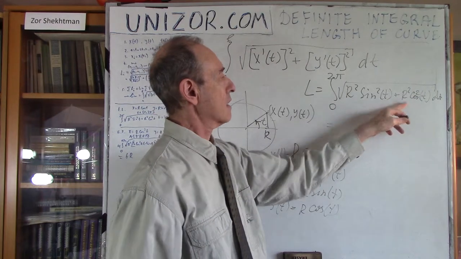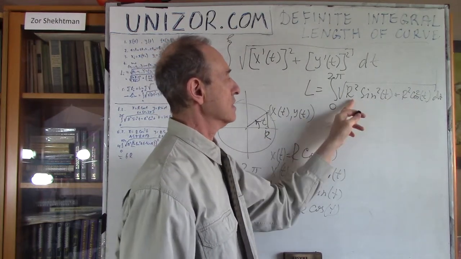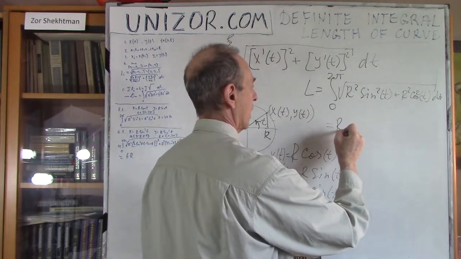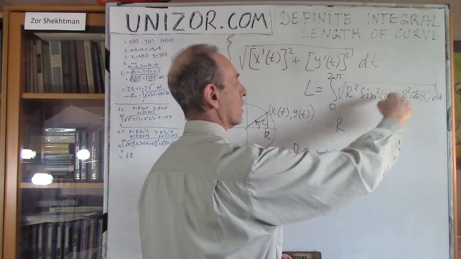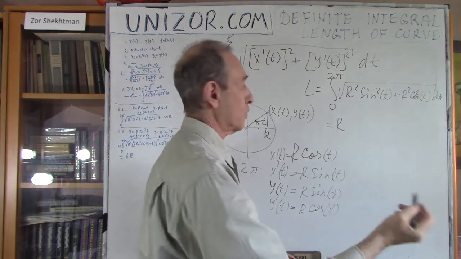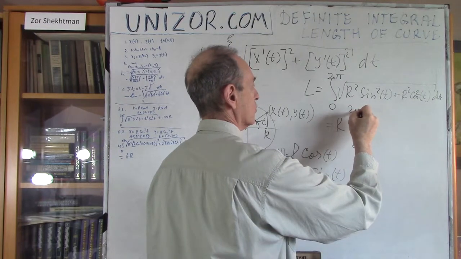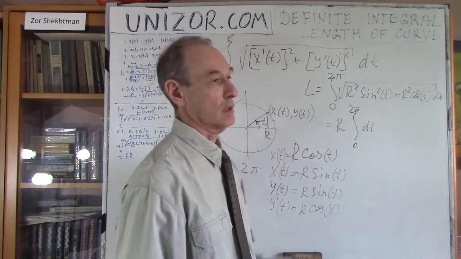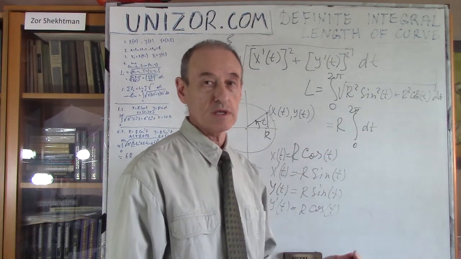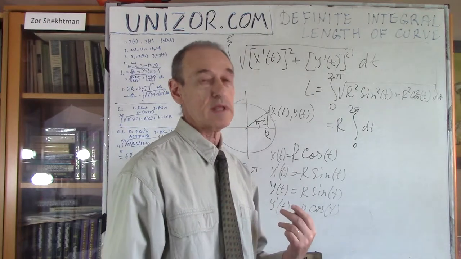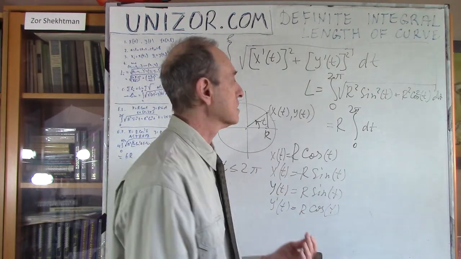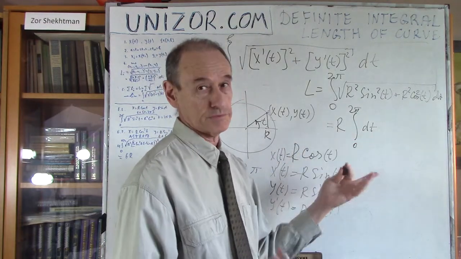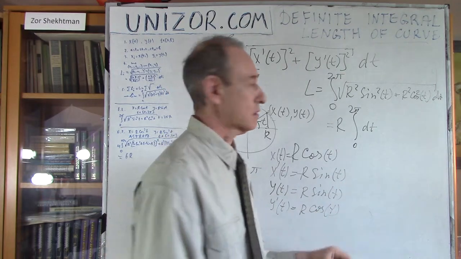Well, obviously r square can go outside of the square root. It's a constant, so I will put r. So what will be inside? Under the square root there will be sine square plus cosine square, which is 1. So I will have the integral from 0 to 2 pi of 1 times dt. Now what is the indefinite integral? We will use the Newton-Leibniz formula. What is the indefinite integral of 1 dt? Well, that's t, right?